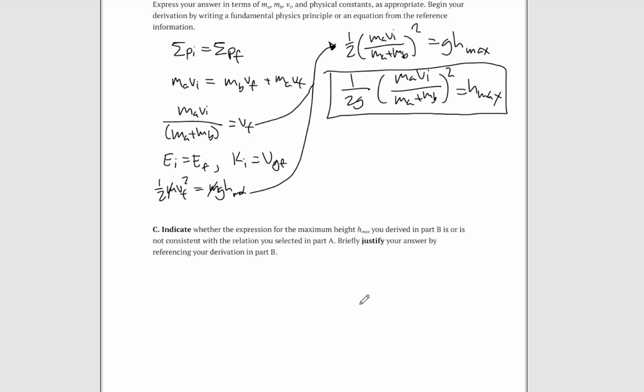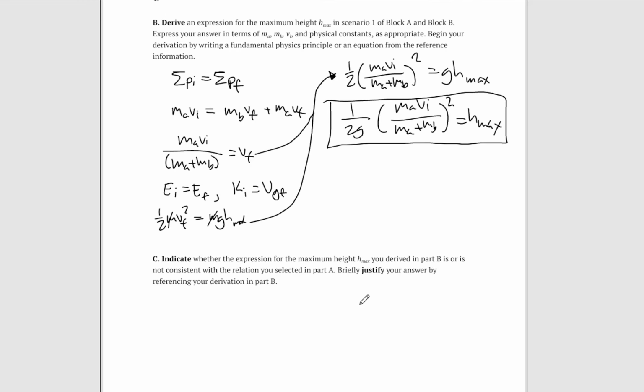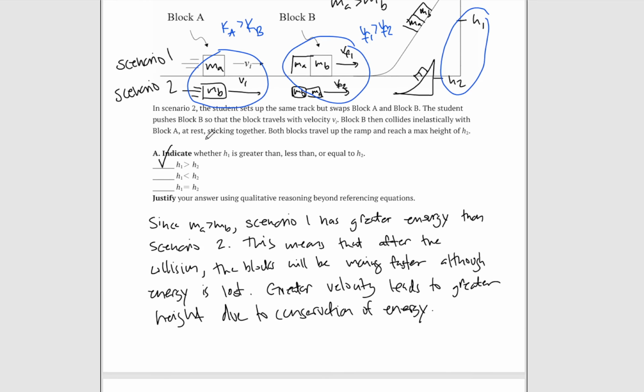So now on to part C. Indicate whether the expression for the maximum height, h max, you derived in part B, is or is not consistent with the relation you selected in part A. Briefly justify your answer by referencing your derivation in part B. So first, let's just go back and see what part A was asking. It's asking which height is greater.